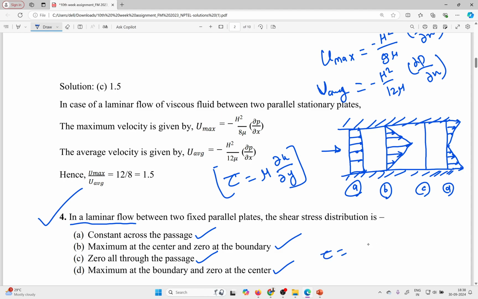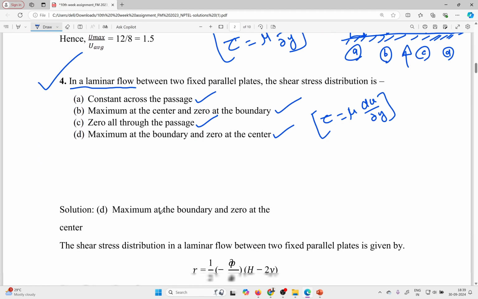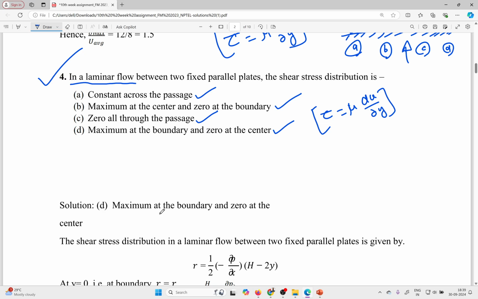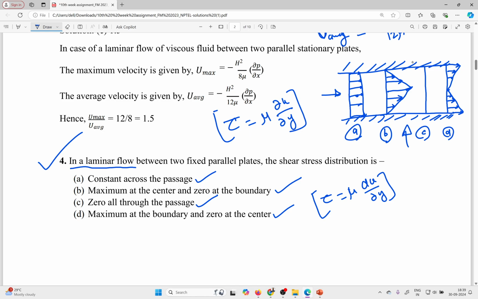So tau is equal to mu del u by del y. This type of question you might have seen in previous year GATE questions as well as in your assignment questions. The correct answer is D, maximum at the boundary and zero at the center. That is option D. Such a distribution of shear stress you can see in flow between two parallel plates.